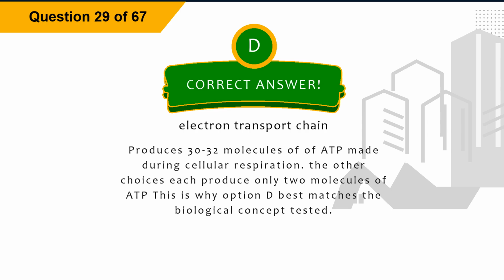Explanation. The electron transport chain produces 30-32 molecules of ATP made during cellular respiration. The other choices each produce only 2 molecules of ADP.